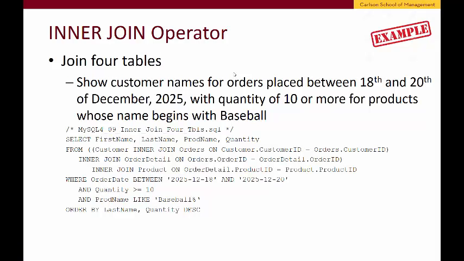showing again the customers for orders placed between the 18th and 20th of 2025 with quantity 10 or more. Now for those products whose name begins with baseball, for which, as we remember from the previous recording, we need the product table and its product name column. And now we need to join 4 tables altogether, for which we'll need, as you can tell, 3 inner join on statements in the from clause. The remainder of the script is exactly the same as before.